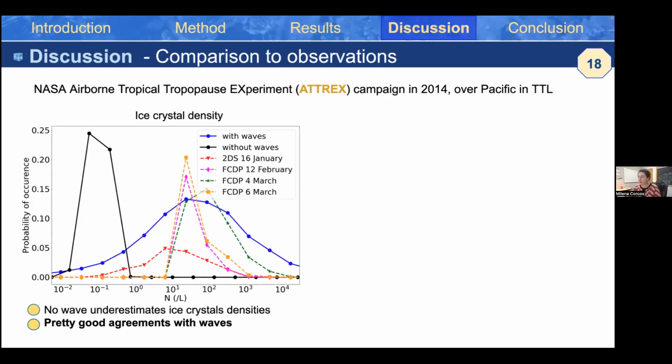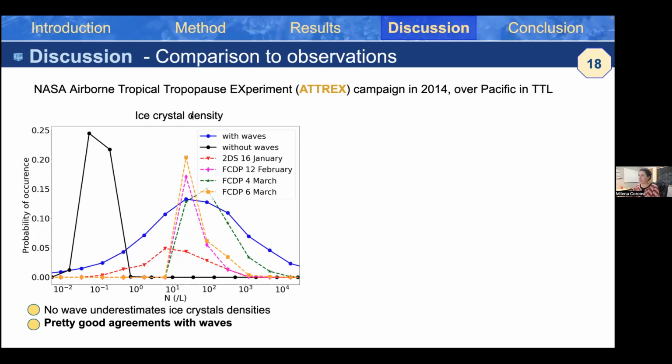The last step of our work was to compare our ice production to actual observations. So we chose the NASA Airborne Tropical Tropopause Experiment, so ATTREX, that gives in situ observations, for example, from the campaign in 2014 over the Pacific in the TTL.